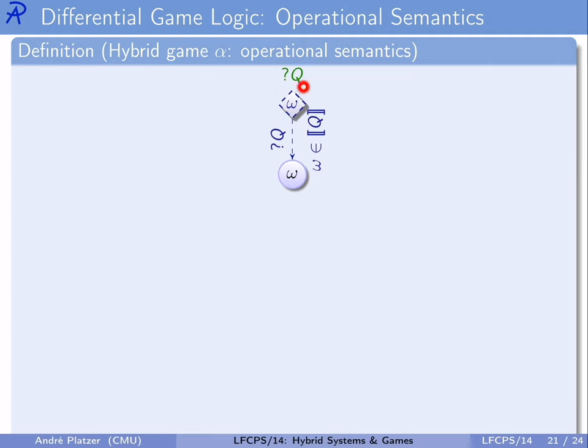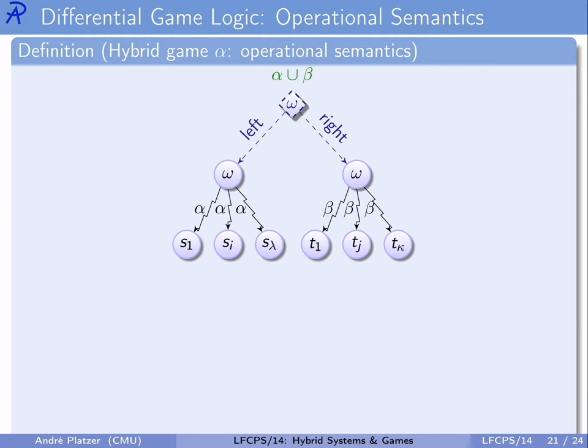When playing the test, what you go to is exactly the same old omega state that you already started at, except that that transition is only possible when the formula Q is really true in the state omega. Otherwise, you can't transition again. Angel loses the game right away.